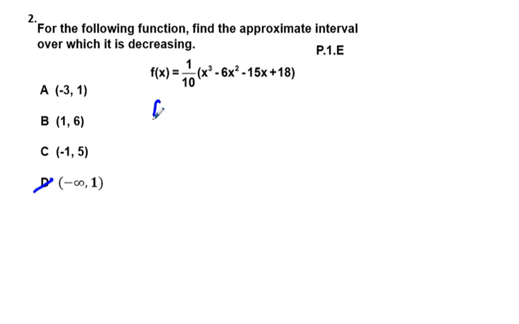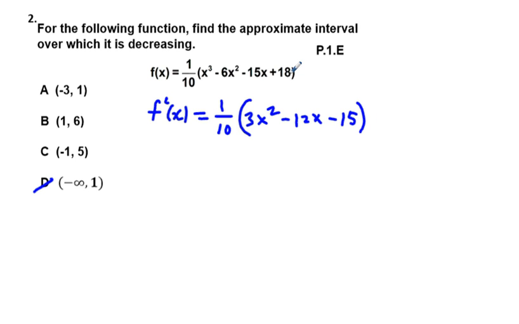And so our derivative is going to be f prime of x equals 1/10, and 1/10 is going to be our constant factor to everything inside. So x cubed becomes 3x squared differentiated, and negative 6x squared becomes negative 12x, and negative 15x becomes minus 15. And the derivative of a constant, in this case 18, is 0.